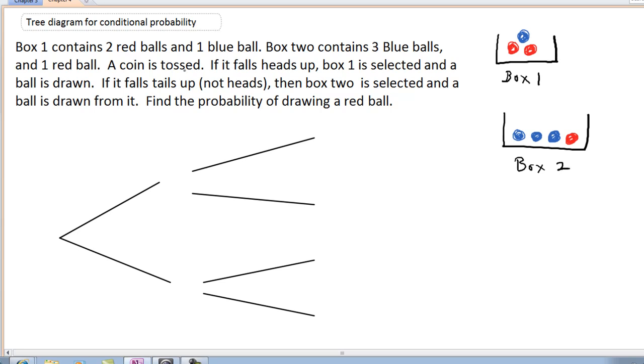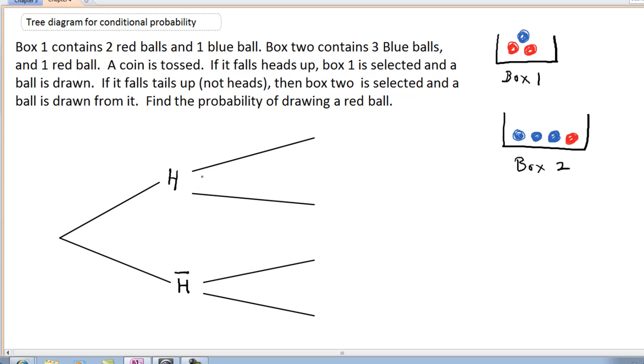So two things can happen on the coin flip. We can get heads or we can get tails. Now I can put tails there, but to harmonize what I'm doing here with what you'll see in Alex, I'm going to put not heads. Not heads is the same as tails, right? So I'm going to put not heads.